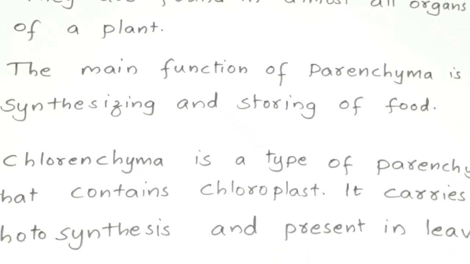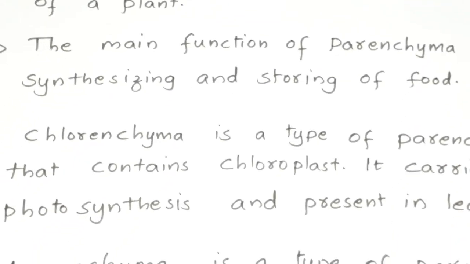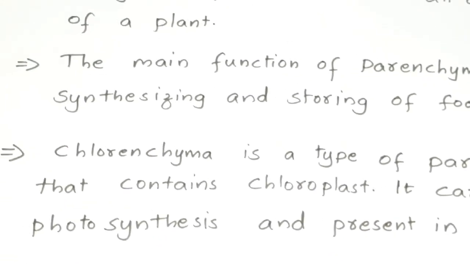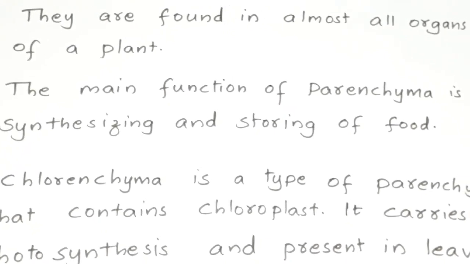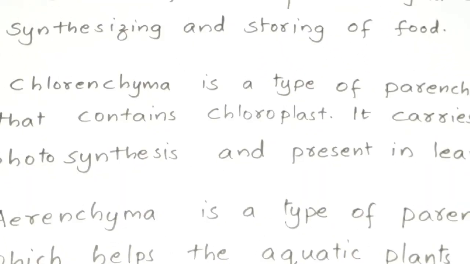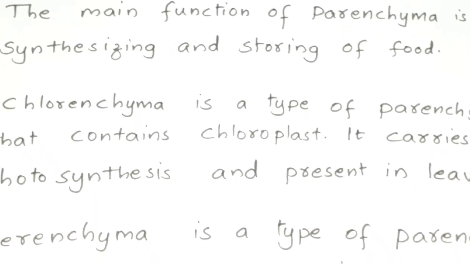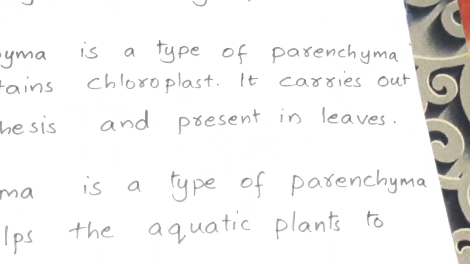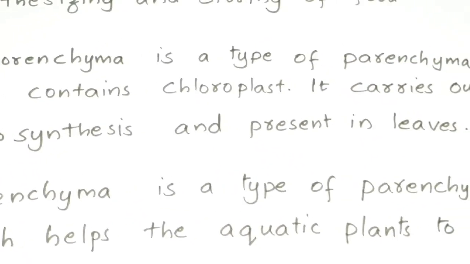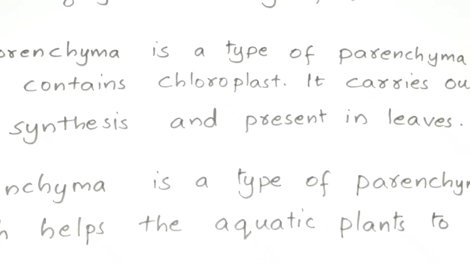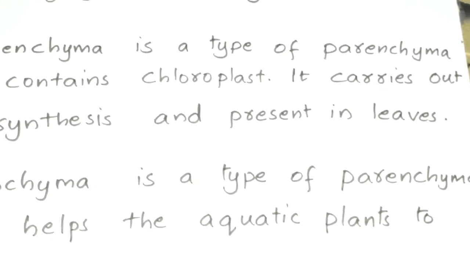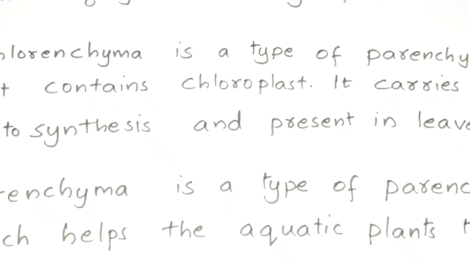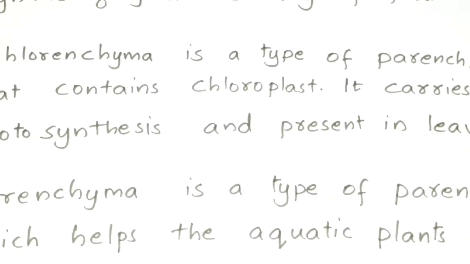Now we'll see that for producing food, for doing photosynthesis, another special component is required. It is called chlorophyll. We'll see the next feature. Chlorenchyma is a type of parenchyma that contains chloroplast. It carries out photosynthesis and is present in leaves. Chlorenchyma is a type of parenchyma in which chlorophyll is present. It contains chloroplast, and chloroplast contains chlorophyll.